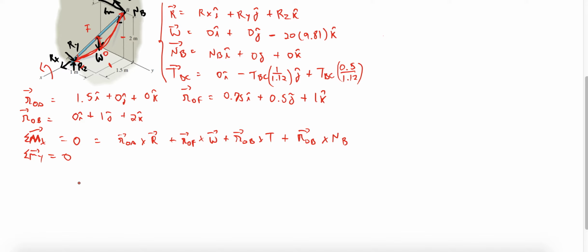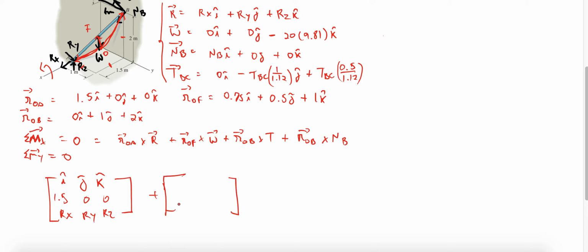So ROA cross R. So ROA cross R, with i, j, k. Then we have ROA, which is 1.5, 0, 0. Then R, which is Rx, Ry, Rz, plus the next guy. And I already know that this is 0, 0. And then let me just do the math here real quick. 196.2, negative. That's the weight there.